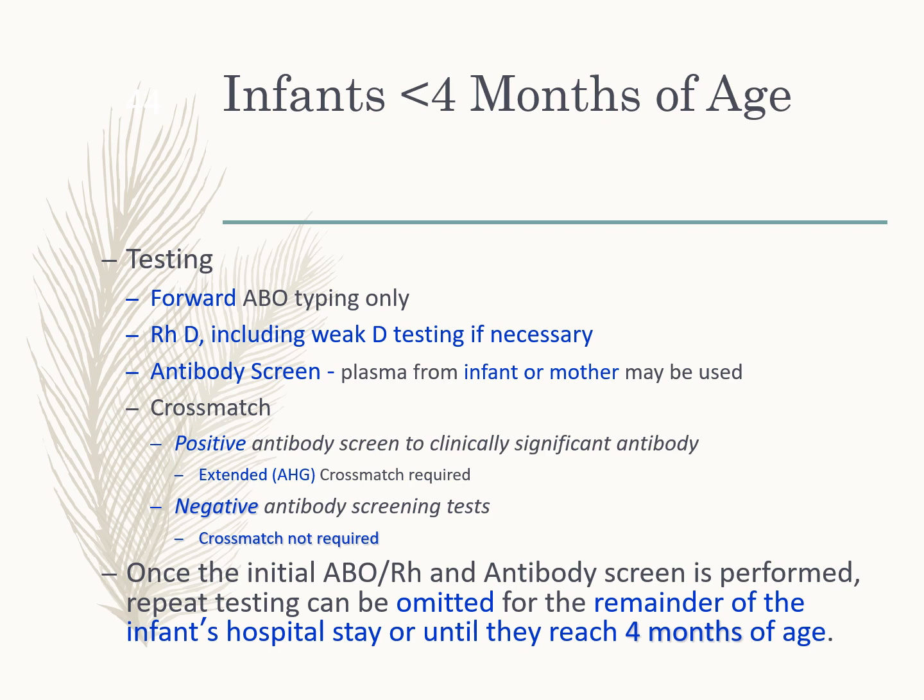Once the initial ABO and screen is performed, you don't have to do any repeat testing for the remainder of the infant's hospital stay or until they reach 4 months. So if it is a baby that's going to be in the hospital longer than 4 months, at 4 months you have to start retesting. Also, if the infant is released from the hospital and then they have an accident and they have to be readmitted to the hospital, you would have to repeat all the testing.